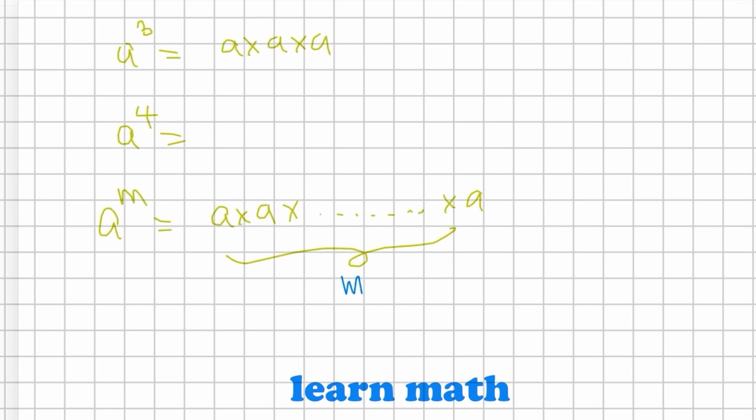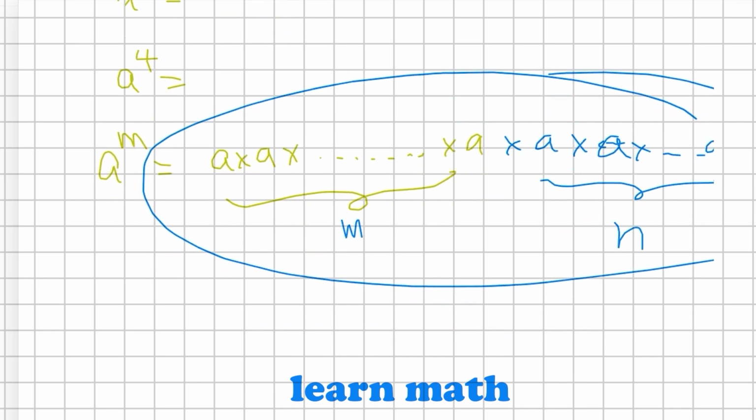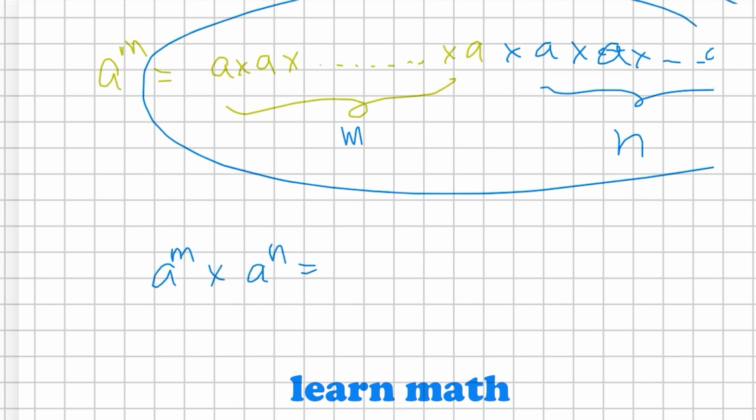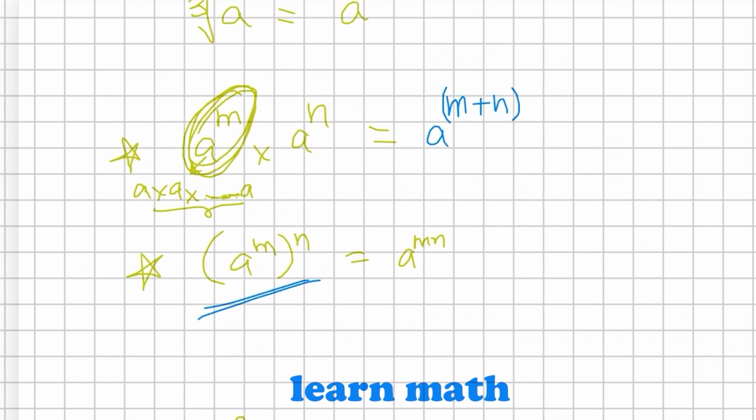So if I multiply this bunch with, let's say, n a's, in total how many a's will be there? m plus n. So a power m times a power n is a to the power of m plus n. Fine. And a to the power m whole power n is this.